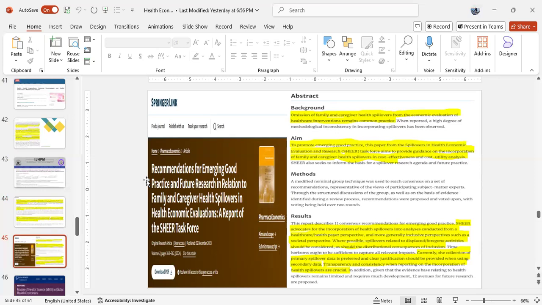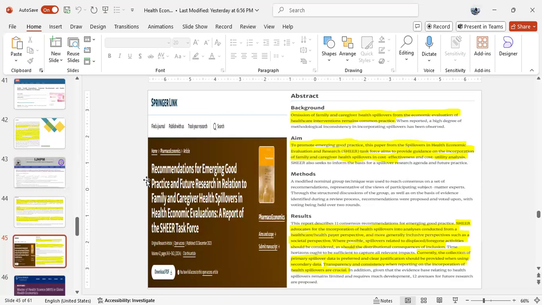To promote emerging good practice, this paper from the Spillovers in Health Economic Evaluation and Research, SHEER, task force aims to provide guidance on the incorporation of family and caregiver health spillovers in cost effectiveness and cost utility analysis. SHEER advocates for the incorporation of health spillovers into analysis conducted from a healthcare or health payer perspective, and more generally, inclusive perspectives such as societal perspective.